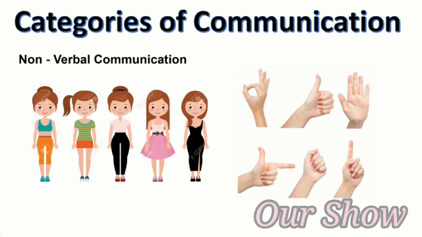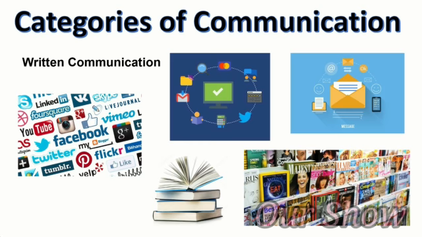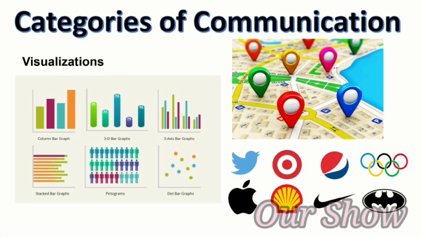There are many ways that we communicate with others, perhaps even unintentionally. For example, the tone of the voice can give clues to the mood or emotional state. Hand signals or gestures can add to a spoken message. Written communication, which includes letters, emails, social media, books, magazines, the internet, and other media. Visualization: graphs and charts, maps, logos, and other visualizations can also communicate messages.